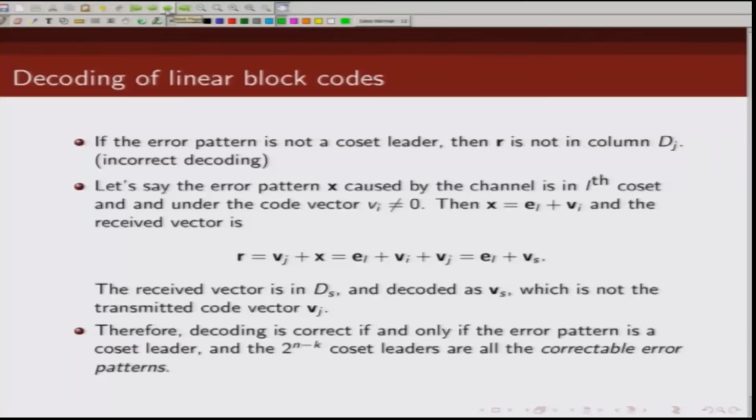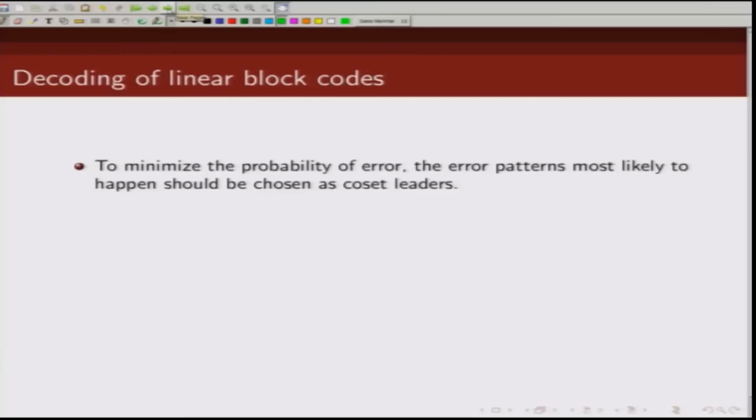And how many such coset leaders exist? We have a total of 2^(n-k). We call these correctable error patterns, because whenever our error pattern is a coset leader, we are not going to make a mistake in decoding, and hence we call these correctable error patterns. Now, the next question to think about is, how should we choose our coset leader?